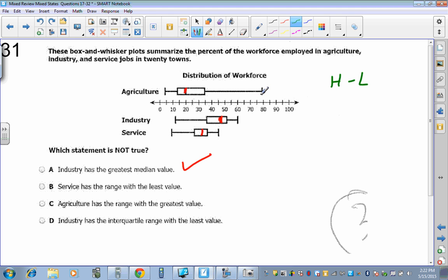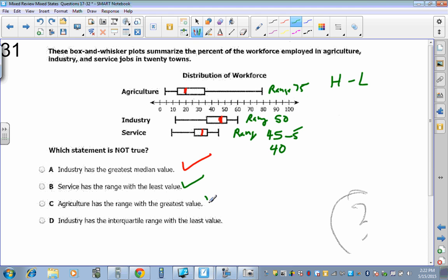Okay, so definitely if you subtract 80 minus 5, the range for this one is 75. The range here would be 60 minus 10, and the range would be about 50. Service industry, the range is about 45 minus about 5, so the range is 40. Okay, all right, that is true, so that's not our answer. Okay, and then it says agriculture has the range with the greatest value.